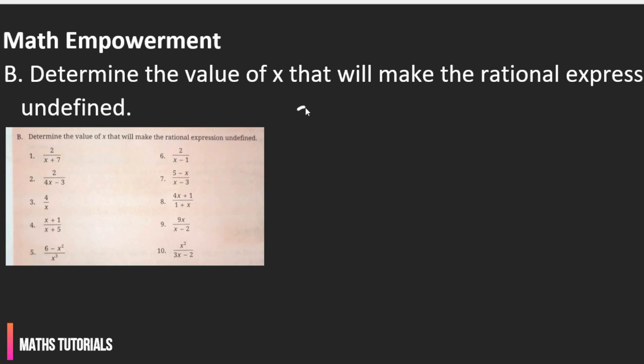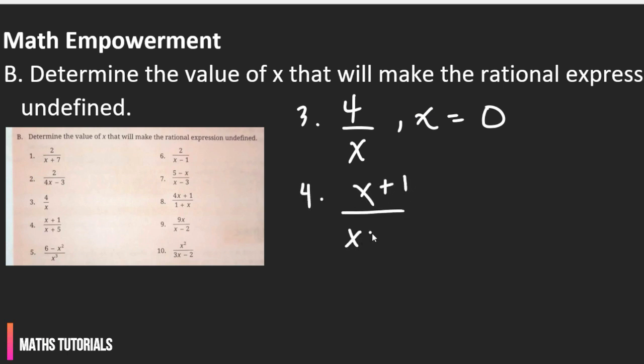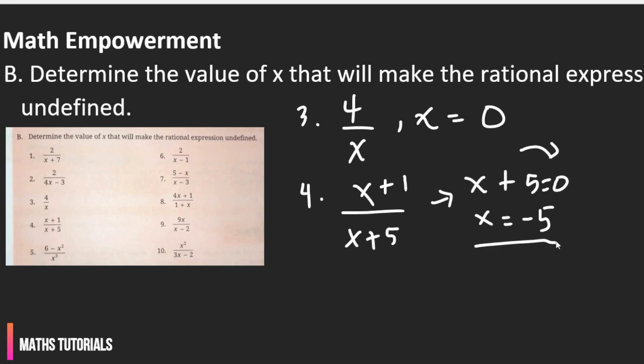Alright, so let's answer number 3. In number 3, we have 4 over x. Since x is alone, we can always state x is equal to 0 automatically. Okay? Number 4, x plus 1 over x plus 5. Again, we're going to write x plus 5 equals 0. Transpose positive 5, so it will become negative 5. X is alone, so our answer now is x is equal to negative 5. No other numbers will be divided.